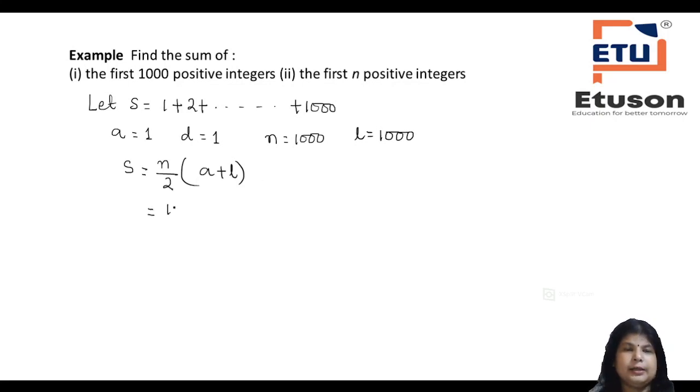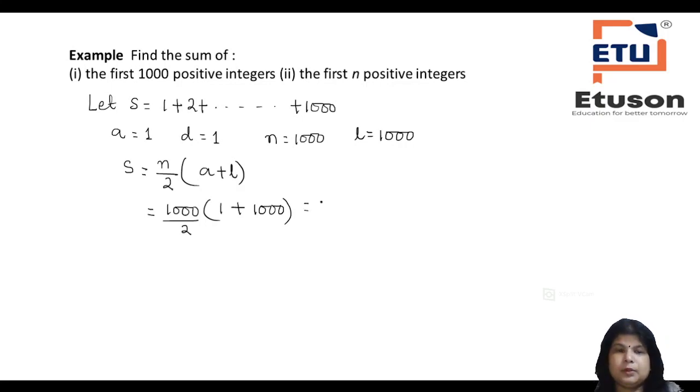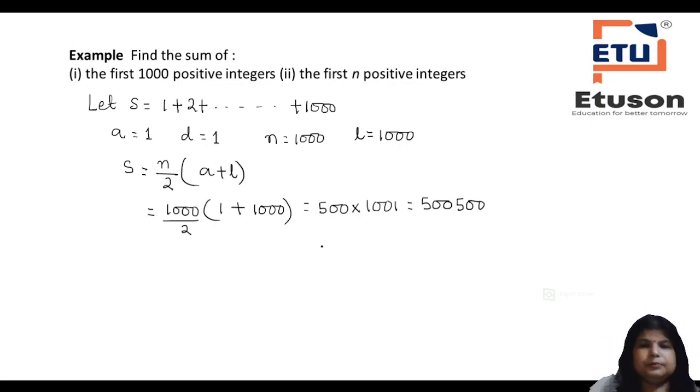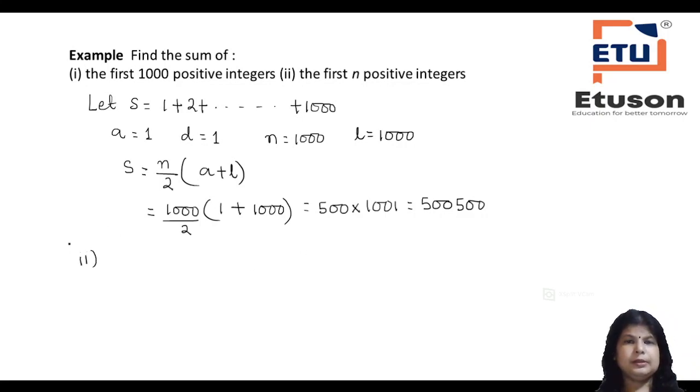So I can write down 1000 divided by 2, and the first term is 1 and the last term is 1000. So you get 500 into 1001, and your answer is 500,500. Correct? So now let us go to the next bit.